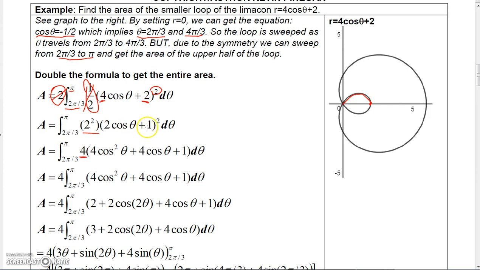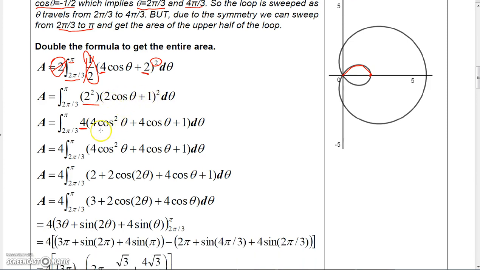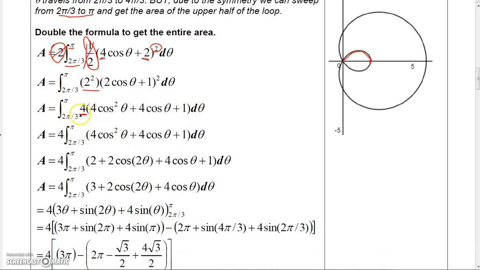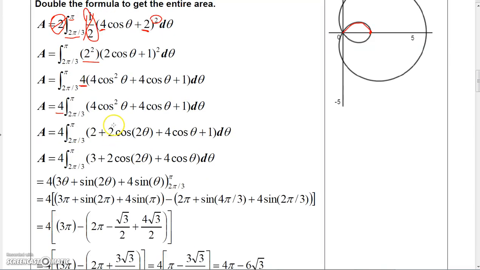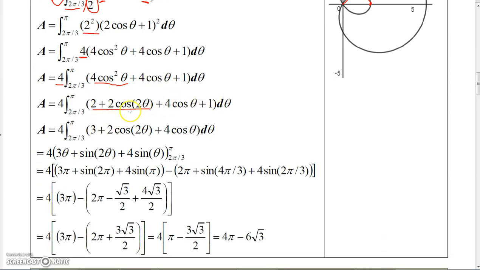So you have 2 cosine theta plus 1 quantity squared. Now if we square that, we get 4 cosine squared theta plus 4 cosine theta plus 1. And then I went ahead and moved the 4 outside the integral here. Now 4 cosine squared theta can be written as 2 plus 2 cosine 2 theta. And then we have the 4 cosine theta plus 1. And then if we add the 2 and the 1, we get 3.